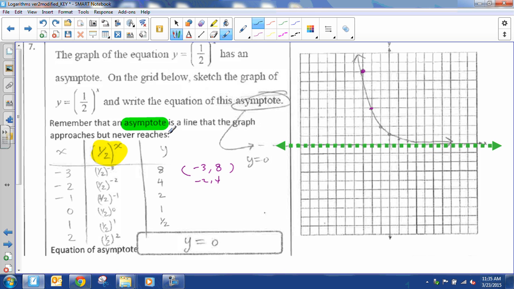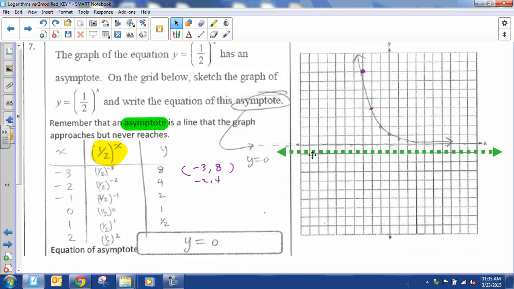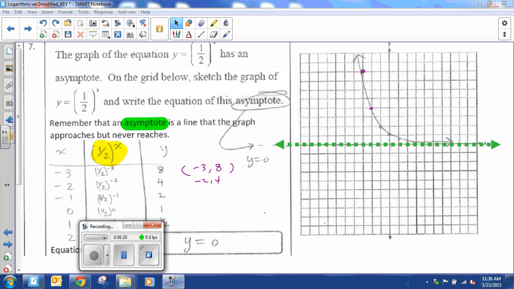Remember that the asymptote is a line that the graph approaches but never reaches. This, ladies and gentlemen, is the asymptote. You see how the graph curves down and it gets really, really close to the x-axis but never actually reaches it. And the equation of the x-axis is actually y equals 0. So the answer, the equation of the asymptote, is y equals 0.